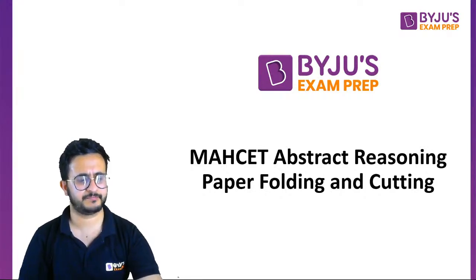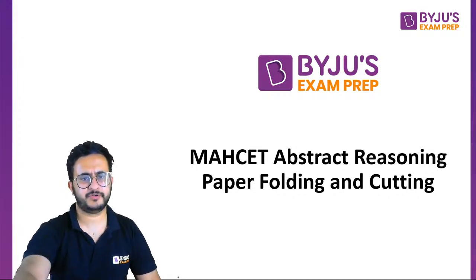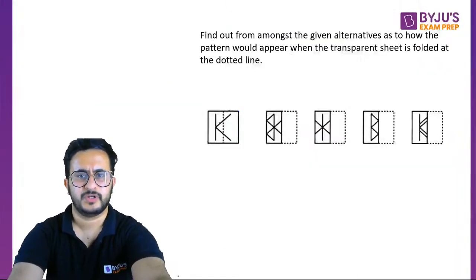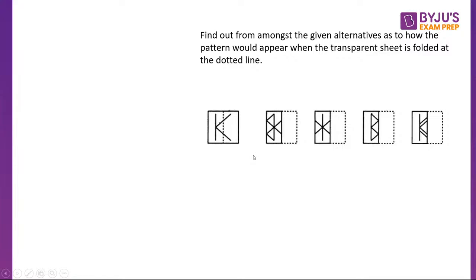We had some sessions on mirror and water image, then one on counting of figures. Today we are going to have paper cutting and folding based questions. So let's start with today's quiz, the first question of the day. It says: find out from the given alternatives how the pattern would appear when the transparent sheet is folded at the dotted line. So one needs to fold along the dotted line and find how it looks when folded.